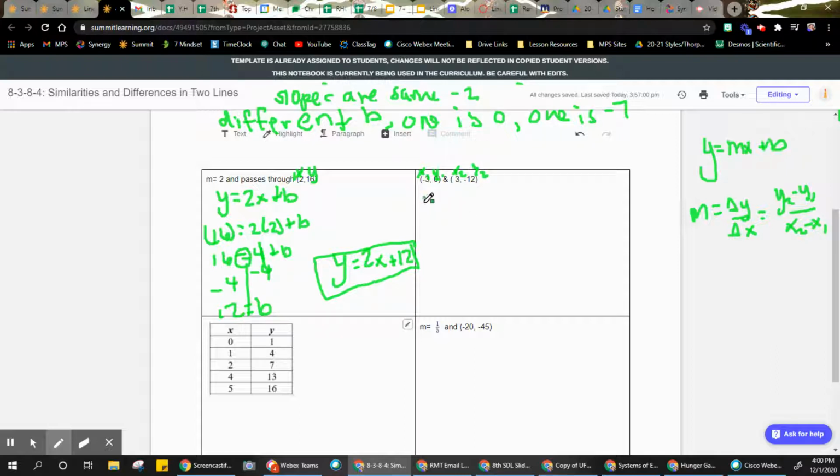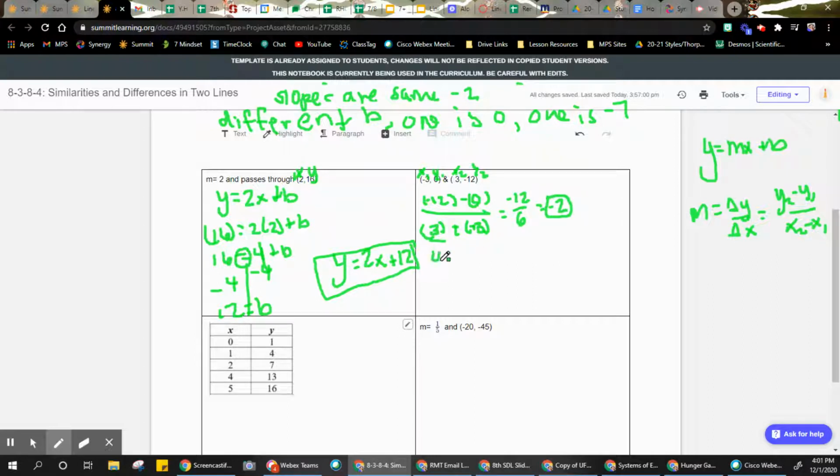So I'm going to do negative 12 minus 0 all over 3 minus negative 3. Remember that negative 12 minus 0 is going to keep my negative here, so that's negative 12. 3 minus negative 3, well, I'm going to use keep, change, change. And now I have 3 plus 3, which is 6. Negative 12 divided by 6 is negative 2. That makes my slope negative 2.